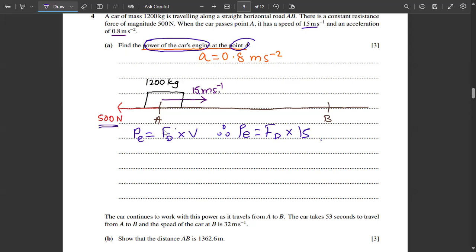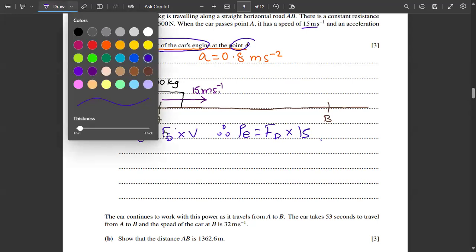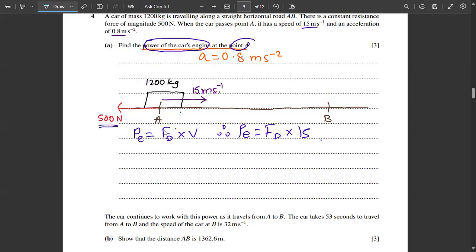Now, how do we find the driving force? First of all, in order to find the driving force, you need to understand that the resultant force will be equal to the driving force minus 500 Newton. The driving force will be ahead.